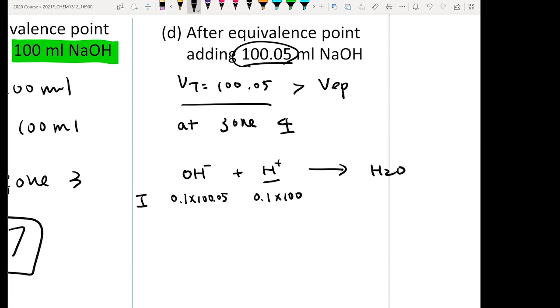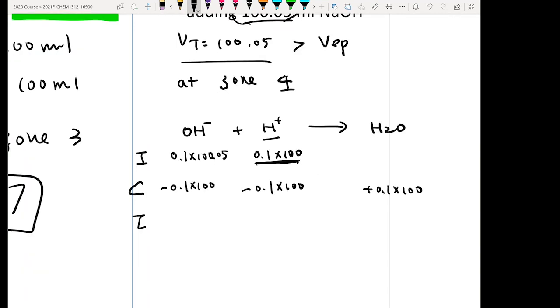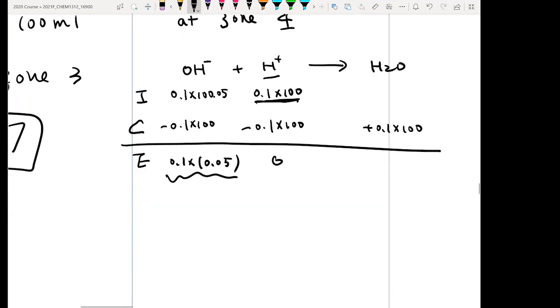Apparently we have more base than the acid. This becomes the limiting reagent, right? And that will be consumed completely. That means minus that much. When you reach equilibrium, this will be 0 for your H+. For your OH-, you have 0.1 times 0.05. Therefore, the number of moles of your OH- is simply 0.1 times 0.05.